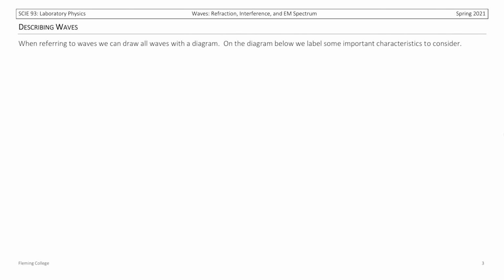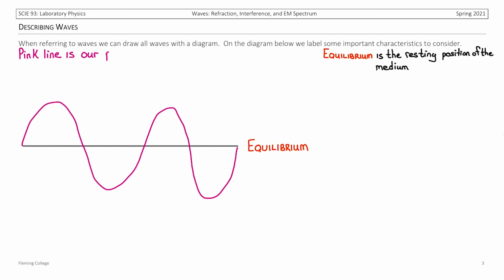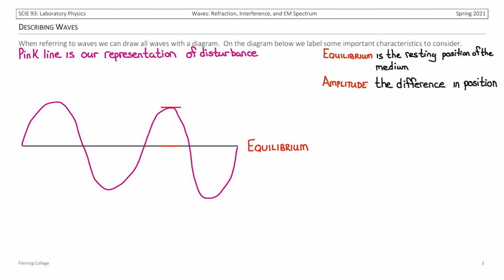When referring to waves, we typically use the same style of diagram to represent all types of waves. To understand these diagrams, let's consider some of the important parts of a wave. First, let's draw a line of equilibrium, and this will represent the resting position of any medium we're about to disturb. I'm going to add a pink line, and this pink line is our representation of the disturbance in a wave. The first thing we'll talk about is the amplitude. The amplitude is the distance from equilibrium that any of these humps in the wave diagram represent. The amplitude could be positive or negative.